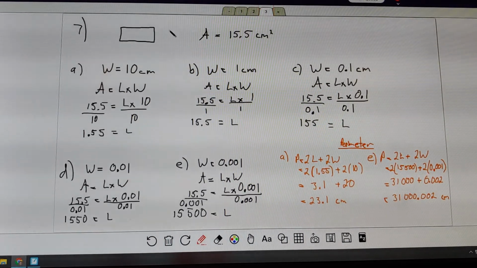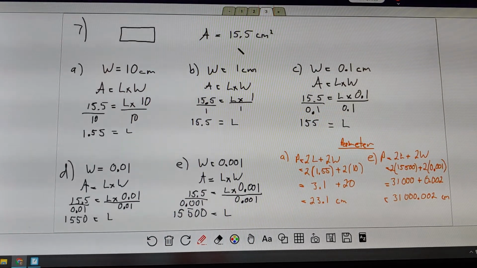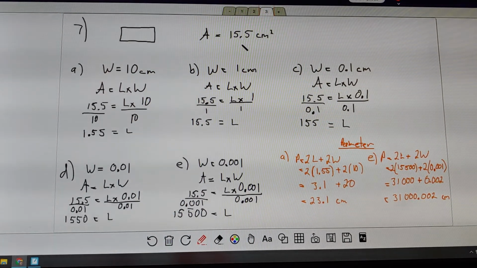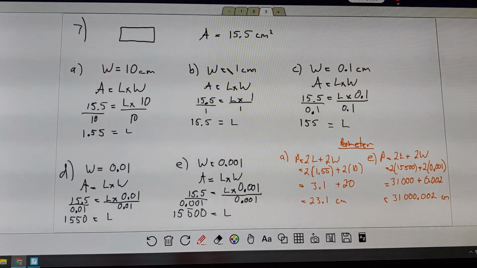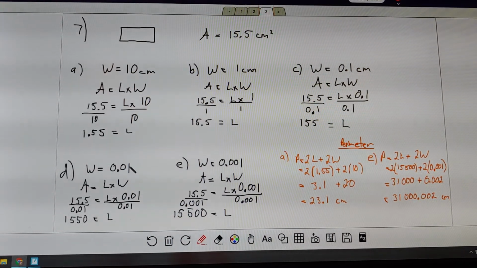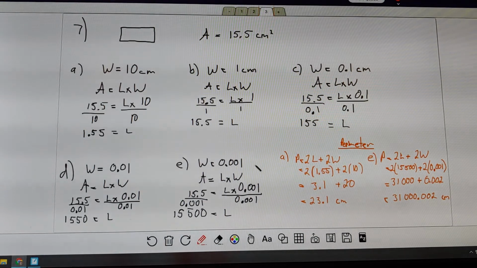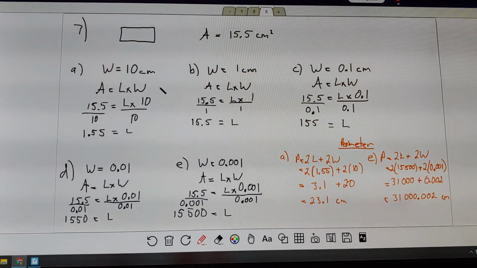Okay, number 7 said they give us a rectangle. And they said it has an area of 15.5 centimeters. And then they gave us a bunch of widths, 10 centimeters, 1 centimeter, 0.1 centimeters, 0.01 centimeters, and 0.001 centimeters. And they said, find the length, and then the perimeter.